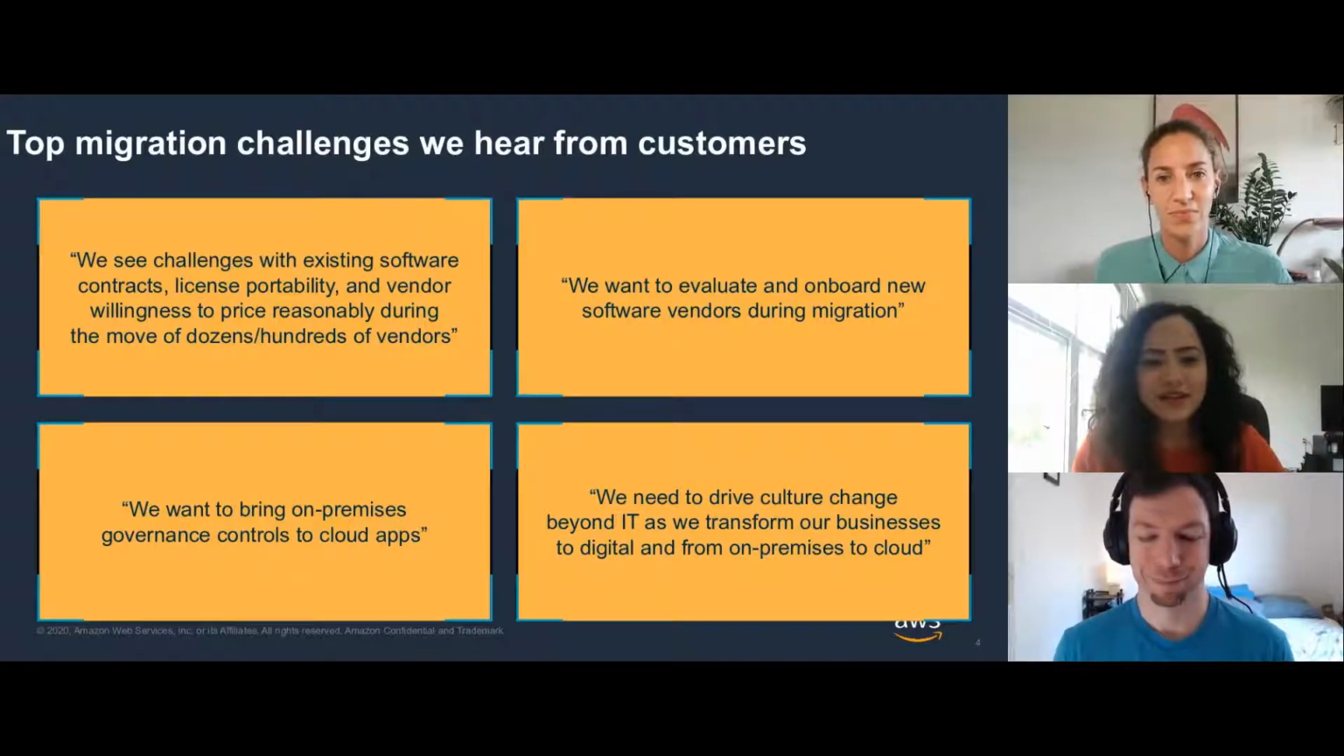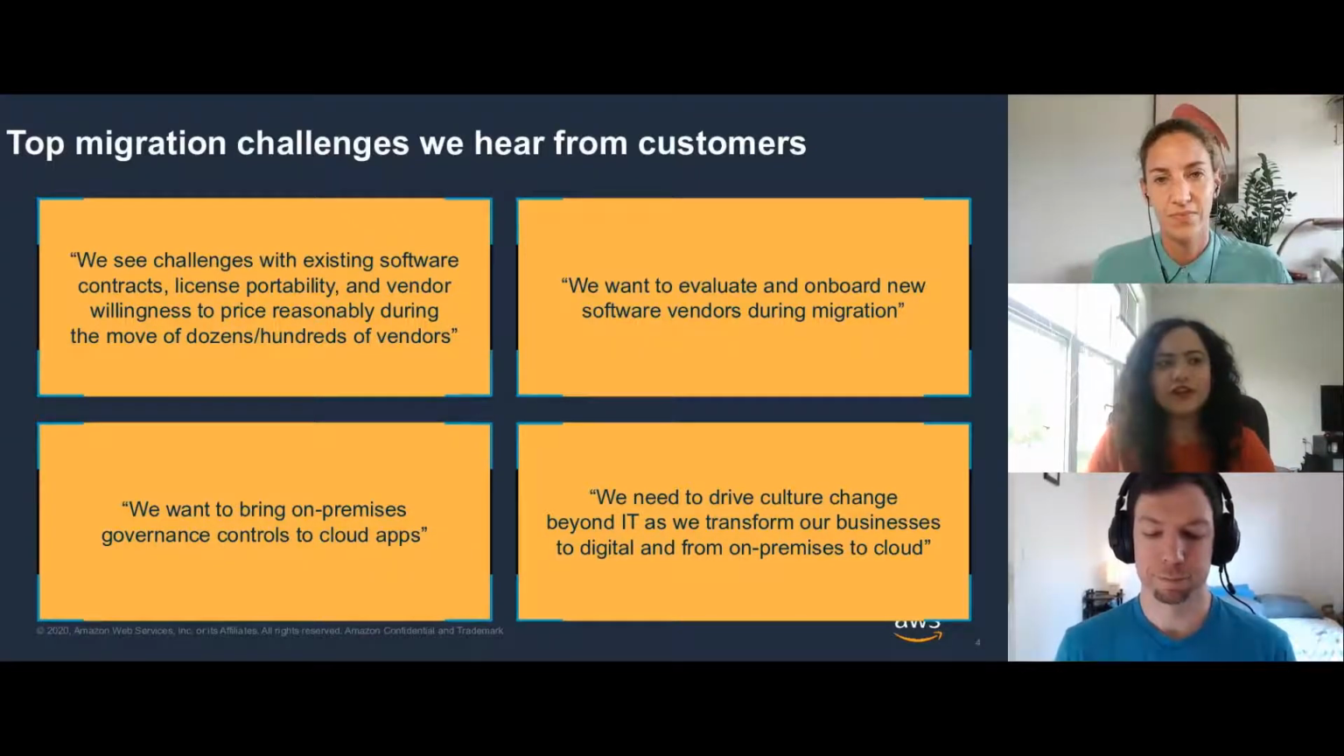Thank you, Ara. So as Ara mentioned, today we are diving deep into the challenges that our customers are facing at AWS when they're trying to move to the cloud and adopt the DevOps culture. Some of the challenges that we see are moving the existing software contracts, and having licenses that can be portable in the AWS platform.